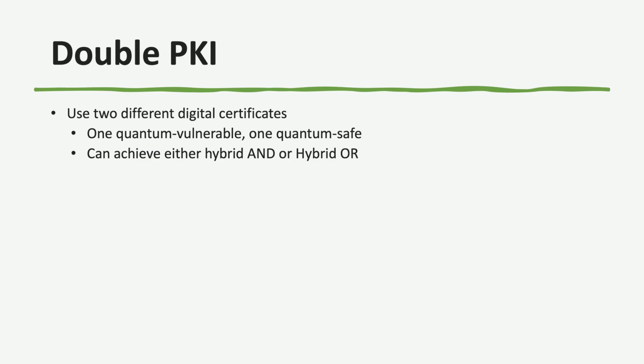The most naive approach is to use two separate certificates, matching two public keys with the identity of the subject, one certificate using quantum vulnerable cryptography, while the other one using quantum safe cryptography. Double certificates can potentially achieve either hybrid AND, also known as hybrid both, or hybrid OR. The choice depends on how you manage the verification process. You would have to instruct your environment to handle the verification of two different certificates.